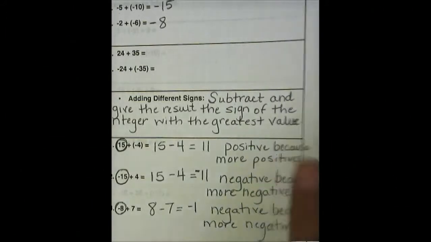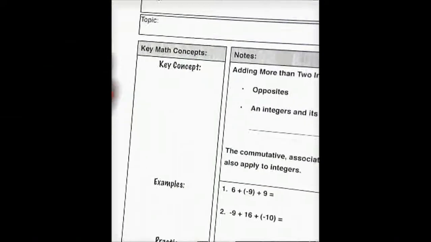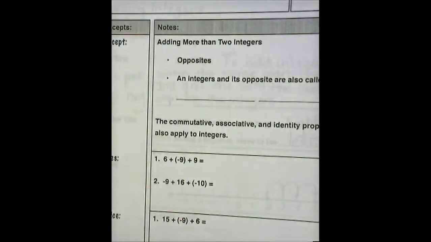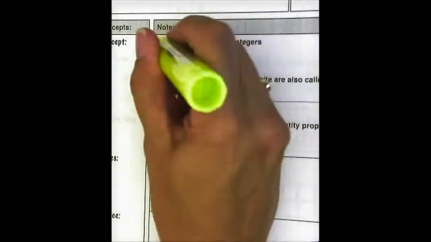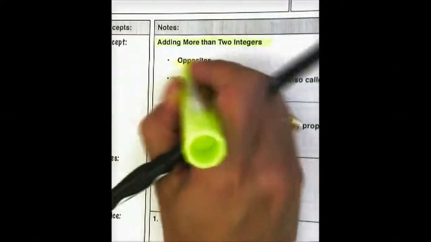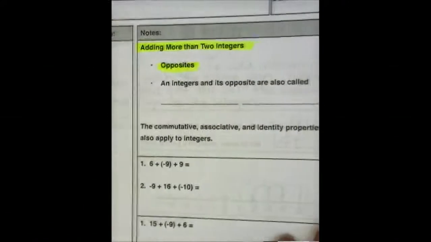Okay, let's take a look at the next page of your notes. This time we're going to add more than 2 integers. First of all, we need to know what a couple of things are. We need to know what opposites are, and we've talked about that a little bit.